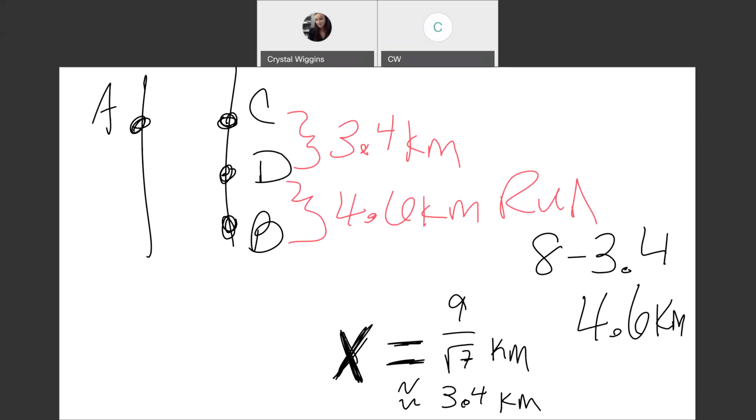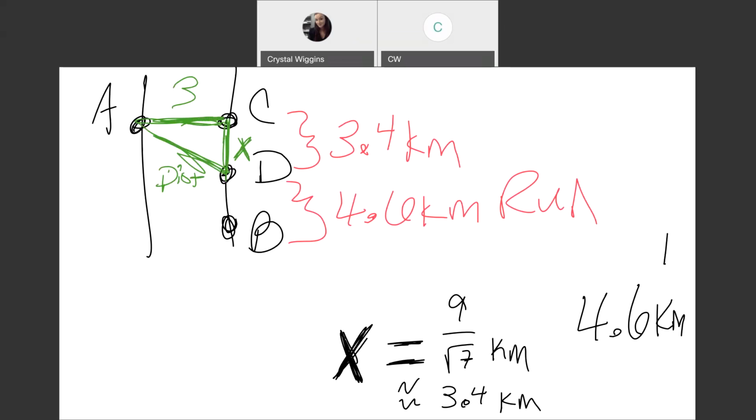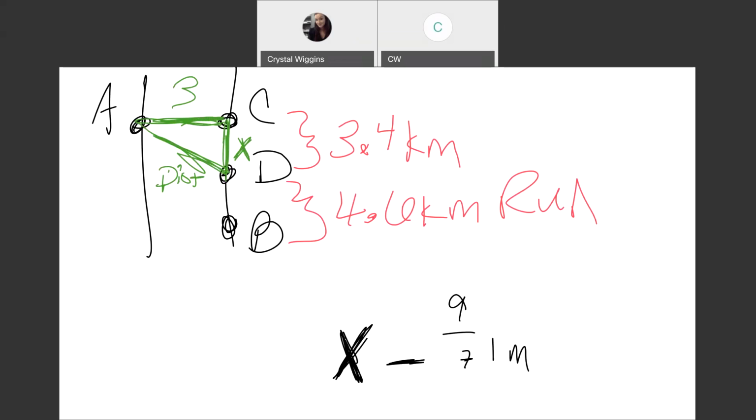Now he's not rowing straight from C to D, so 3.4 is not the actual distance that he's rowing. We have to think of that right triangle again. Okay, so 3.4 is x. We know the width of the river is 3. So what we really want to find is this distance here, which is the distance he will be rowing, the hypotenuse. So we go to find the hypotenuse by using the Pythagorean theorem. Let's do that now that we have 2 out of the 3.